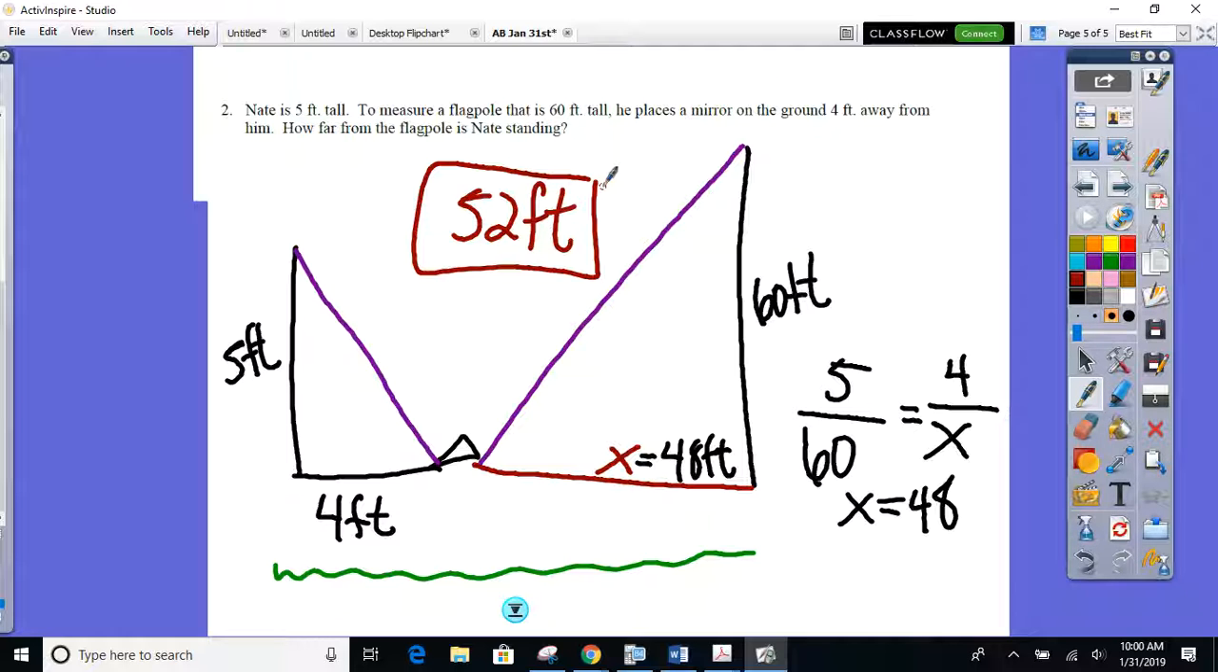Well, the X plus 4 would be this whole distance here, right? X plus 4, but the problem is that's not a side in either of the triangles. Remember, all I need is full sides in the proportion. X plus 4 would be the whole distance I'm looking for, but it's not a side in the triangle, so I can't use it in the proportion, okay?